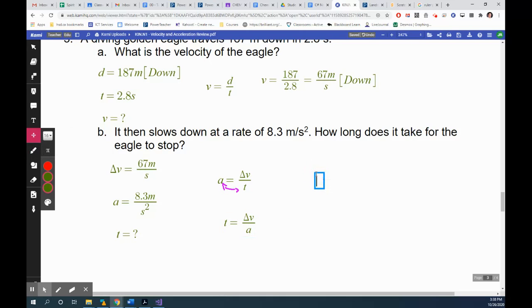And so if we do it that way, we get t equals delta v, which is 67, over a, which was 8.3. We get an answer of 67 over 8.3, which is 8.07. Whoa, let's do sig figs. 8.1 seconds. The unit is seconds because the acceleration is in meters per second squared, and seconds is our time unit.